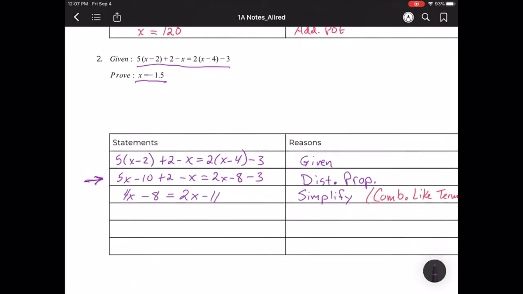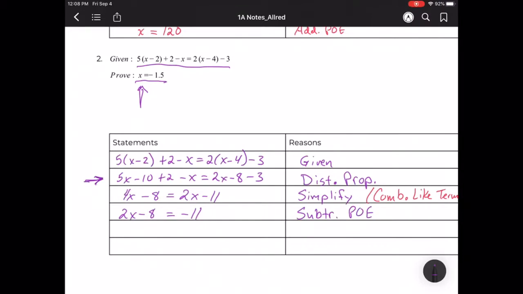And let's keep going. Now we want to get the variable alone on one side, and to finish our proof, we do want the variable on the left, so we try and keep it there. So we're going to subtract 2x from both sides. When you subtract 2x from both sides, that leaves you with 2x minus 8 on the left equals negative 11. And since you did subtract the same thing from both sides of an equation, that is the subtraction POE, property of equality.